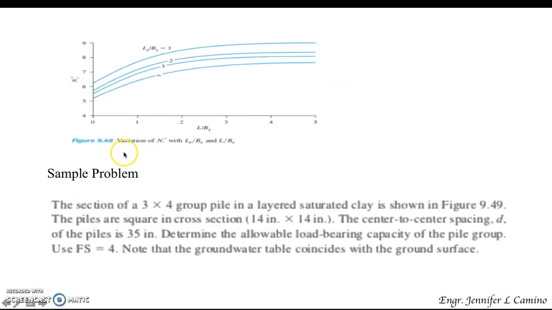This is the variation for the value of N sub C asterisk having the ratio of L sub G over B sub G and our L over B sub G. So we have here a sample problem.